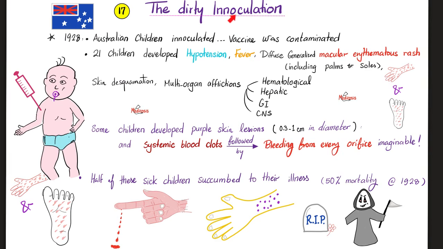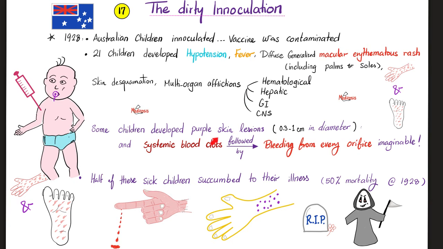17. The story of the dirty inoculation. In 1928, Australian children were inoculated. The vaccine was contaminated. 21 children developed hypotension, fever, diffuse, generalized macular erythematous rash, including on the palms of the hands and the soles of the feet. Skin was desquamated, multi-organ failure. All of the organs were trashed.